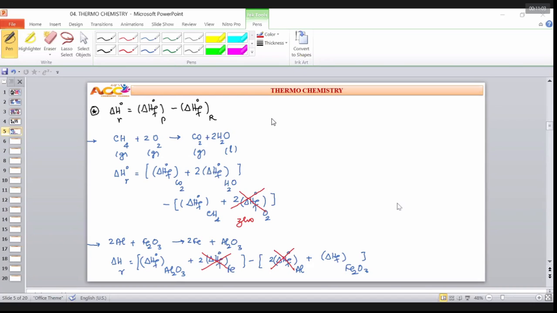This is a problem. Simply replace those things by numbers, and you will get the answer. So train yourself properly in this section. Shall I proceed?